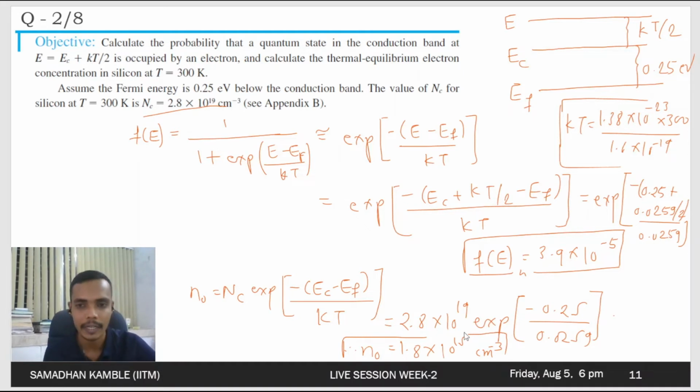One comment I would like to make here is that the probability of a state being occupied can be quite small; you can see here it is very much less than 1. But there are statistically a huge number of states, which means the electron concentration is a reasonable value. So despite such a low probability, the electron density is a considerable number. I hope it is clear.